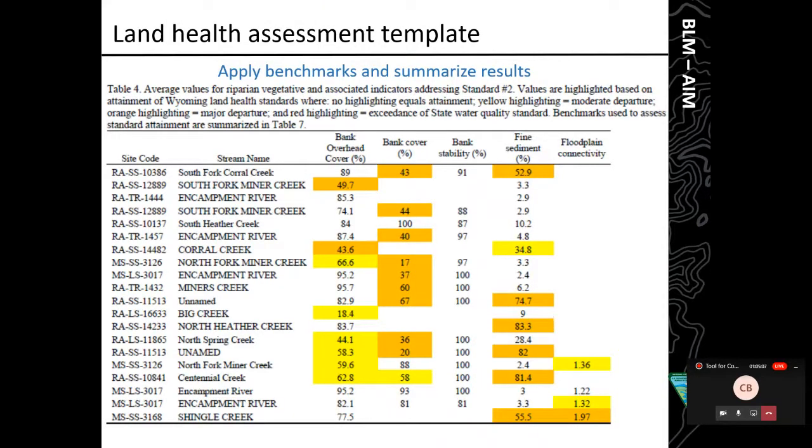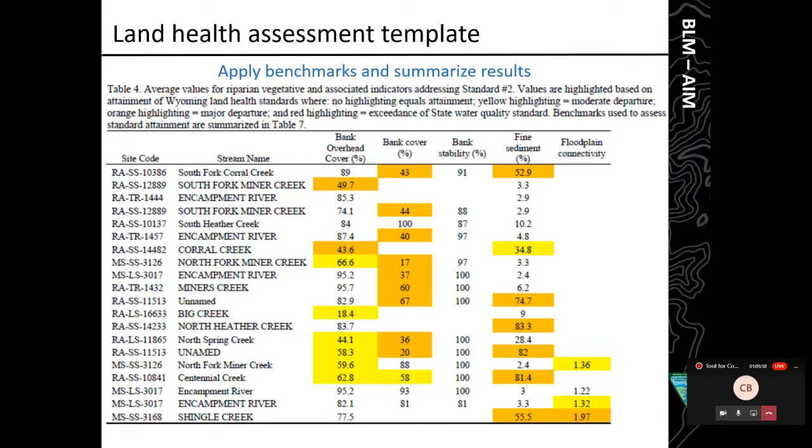Then, most importantly, is this idea of applying benchmarks and summarizing results. This is an example table of all the AIM sample reaches that were available in that watershed. They then have selected indicators, as we said, relative to different standards. In this case, things like bank overhead cover, bank cover instability, percent fine sediment, and floodplain connectivity. In some cases, certain data wasn't available, and thus it isn't presented.